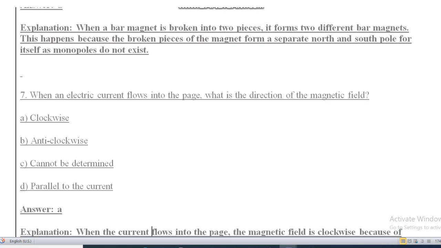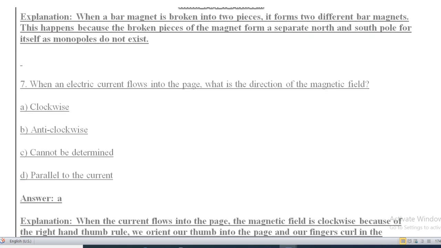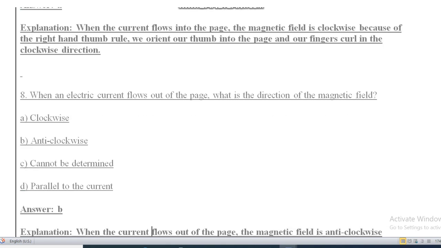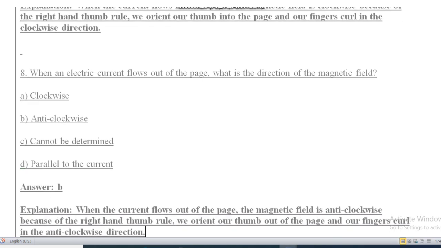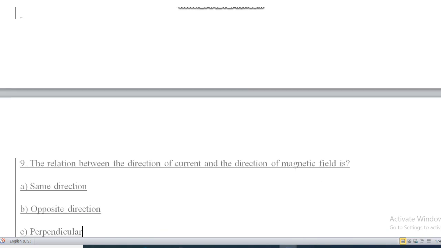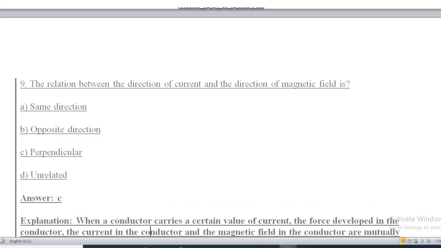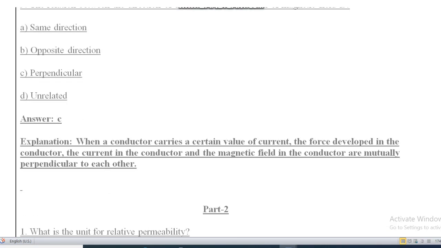Question number 7 is when an electric current flows into the page, what is the direction of the magnetic field? The direction of magnetic field is clockwise. Question number 8 is when an electric current flows out of the page, what is the direction of magnetic field? It is anti-clockwise. Then next is the relation between direction of current and direction of magnetic field is what? It is perpendicular. Explanation is also given.